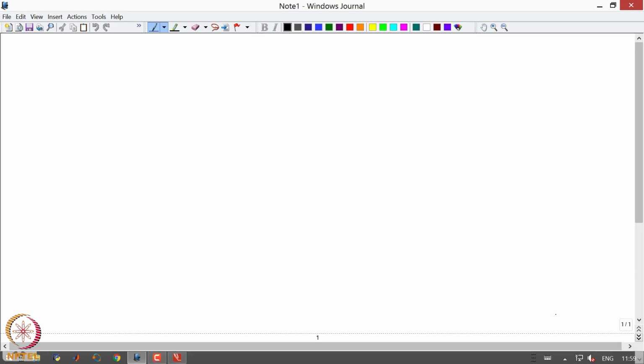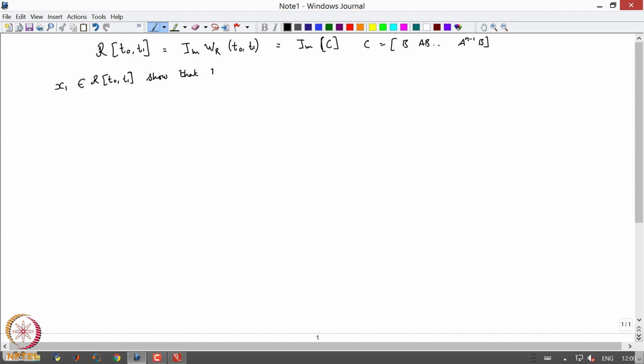Okay, so what is given to me? I need to prove that the reachable subspace or the reachable set is the image of WR t0 t1. This we proved in the previous lecture. Now we also proved that this is actually also the image of C, where C was defined as B, AB, up to A power n minus 1 B. Okay, so we follow the same philosophy for the proof, right. Let's first begin by assuming that there is an x1 in R, and we show that this x1 also belongs to the image of C, and then we will do the reverse. Okay, so we will do this first.